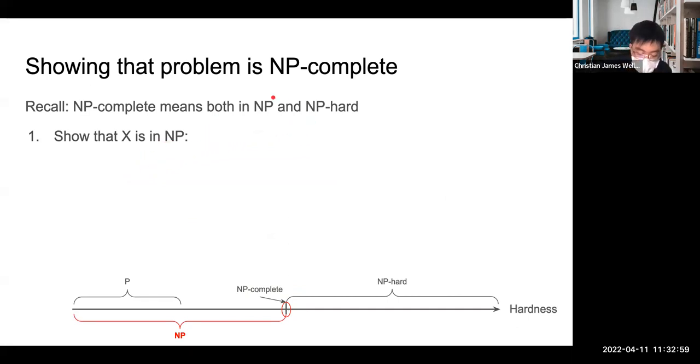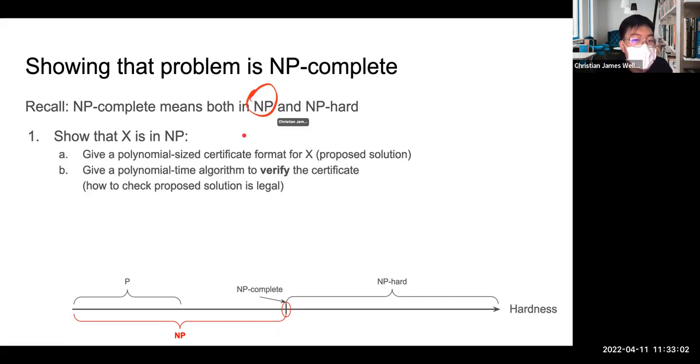Because I want to show part 1, I want to show it's in NP. How do you do that? You propose the way the solution looks, the certificate format. How does the proposed solution look like? And then you tell me an algorithm to verify the certificate. How do you check if the proposed solution is legal? Okay, this is step 1, show that the problem is in NP.